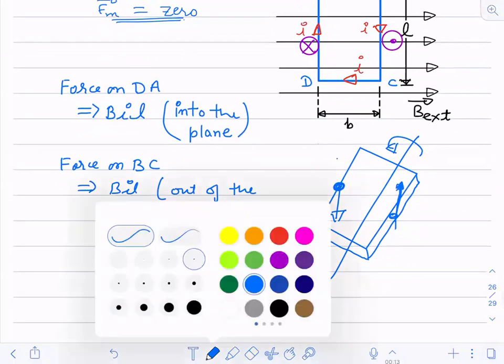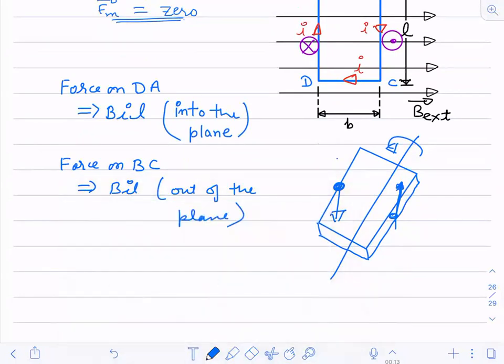Now, due to these forces, what is going to happen? There will be a torque now. So we can say that the net magnetic force in a uniform magnetic field for a loop is 0, but it can have a torque. So these two forces generate torque.